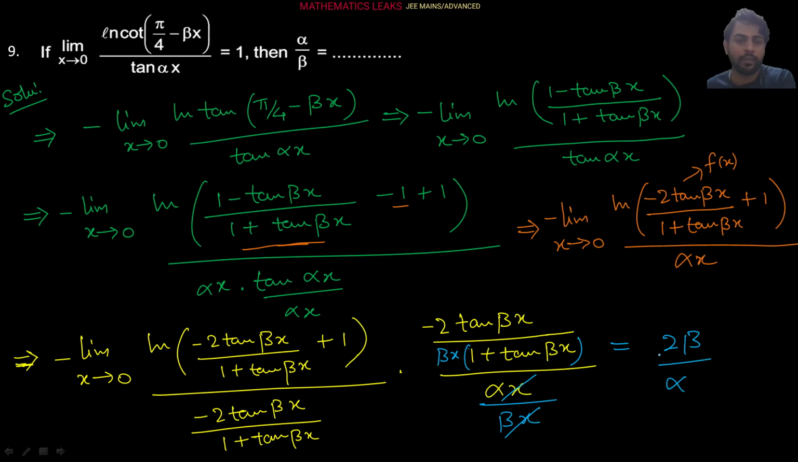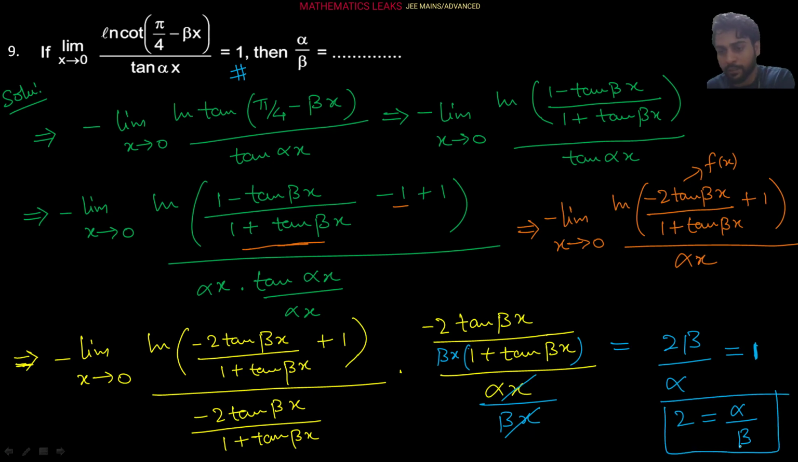2 beta by alpha. So they are saying this limit is equal to 1. So this limit is equal to 1 when we are using this. So alpha by beta, you can see, is nothing but 2 only. How? When we are using this cross multiplication. So alpha by beta we are getting 2 only, everyone. So 2 is the answer for this question. Right?